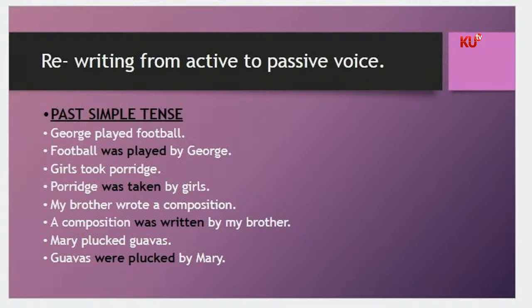The last sentence, Mary plucked guavas. When we change to passive voice, we start with the object, which is guavas. Then the verb; guavas are many. Guavas were plucked by Mary. So in our case, Mary is the subject, so the subject becomes the last one. The object, which is guavas, starts, and our verb, plucked, changes to past participle form. So guavas were plucked by Mary.